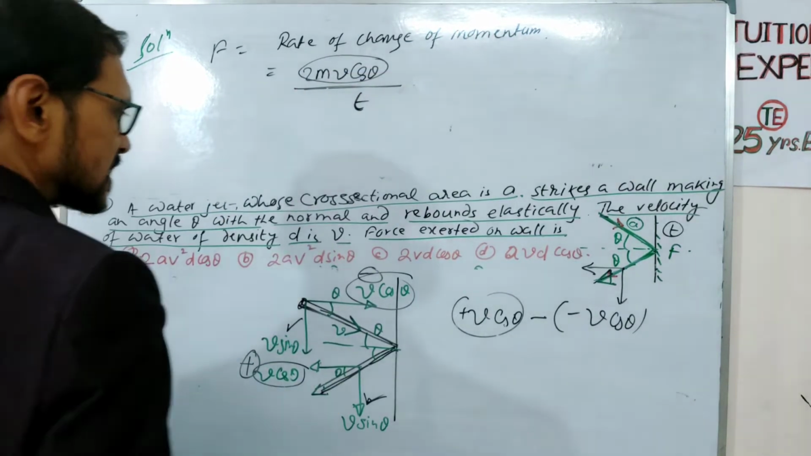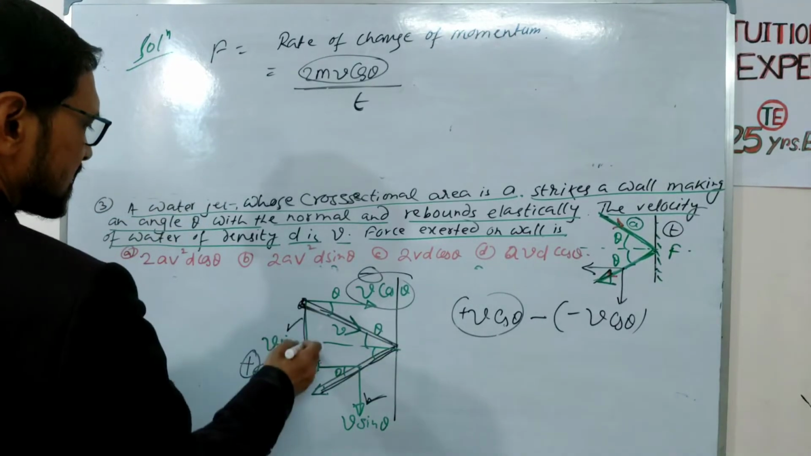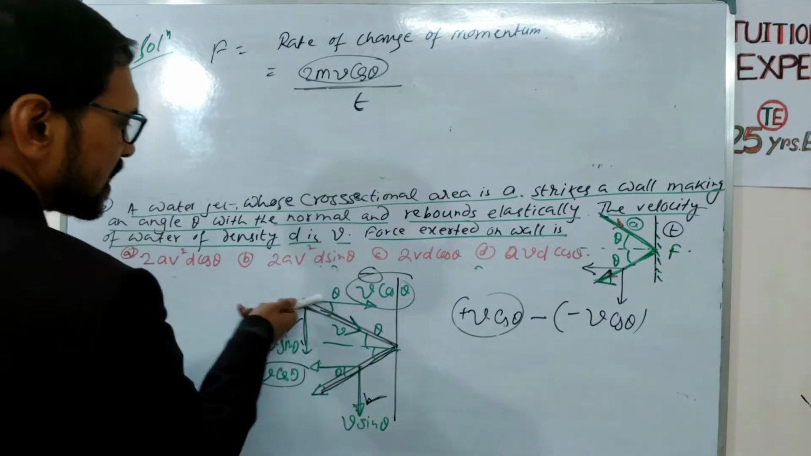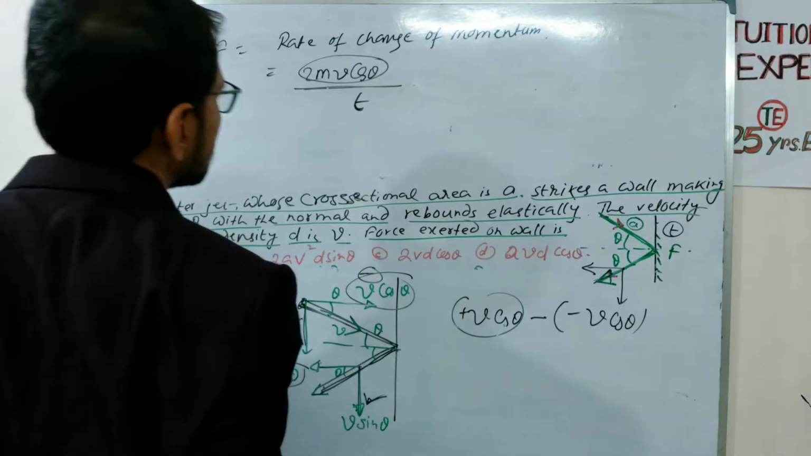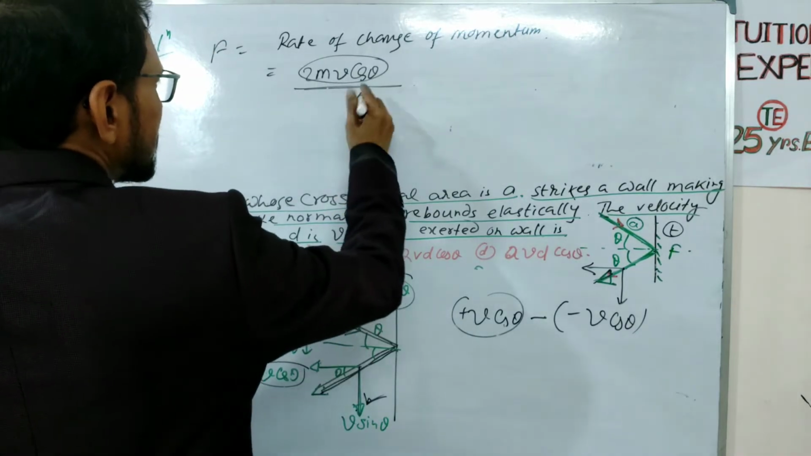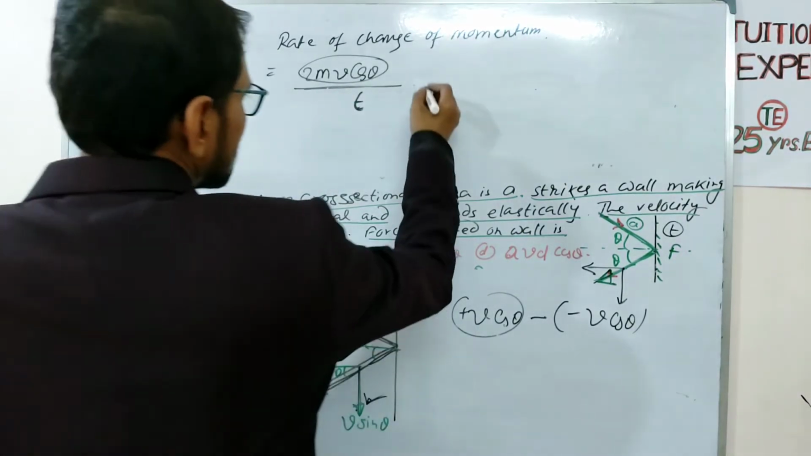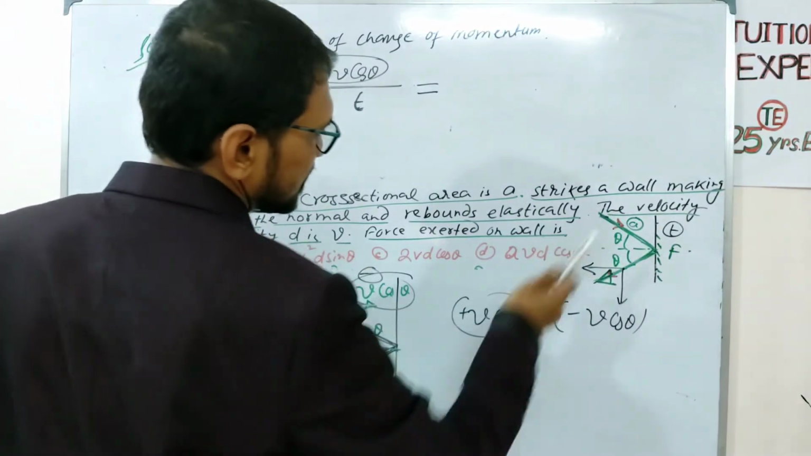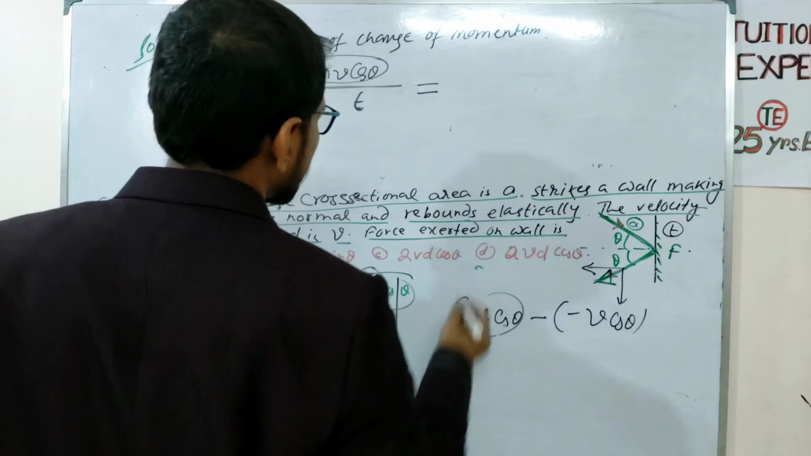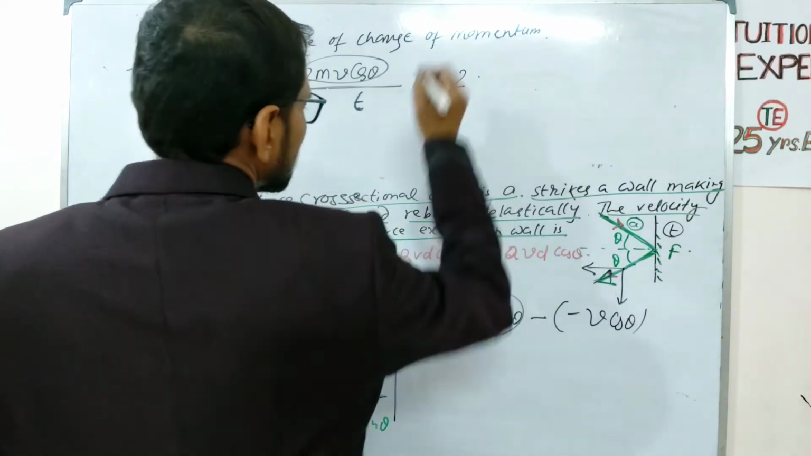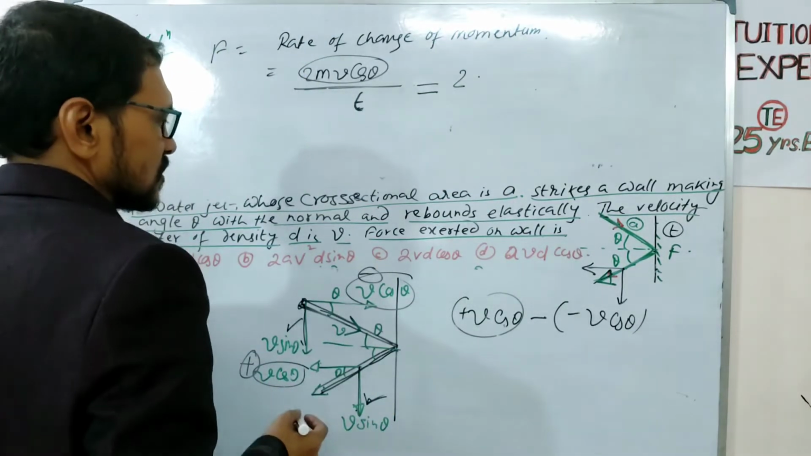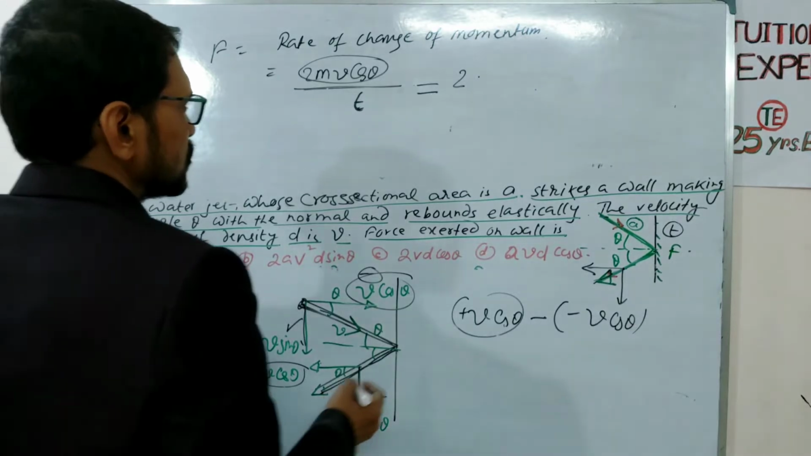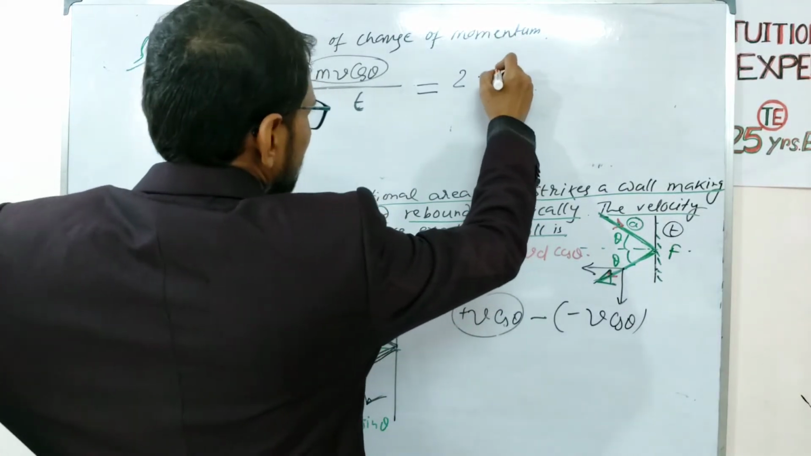This will be the force exerted along this direction. The change of momentum is along this direction, taken in time t. Now we have to calculate the mass. What mass strikes in t seconds? We know mass equals density into volume.